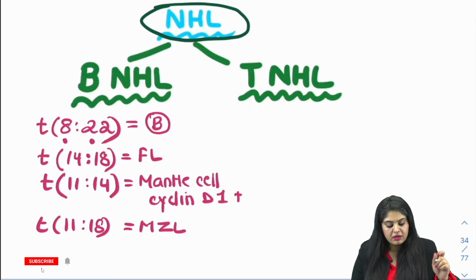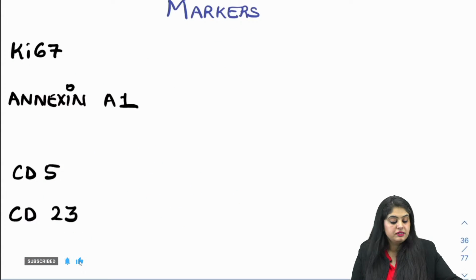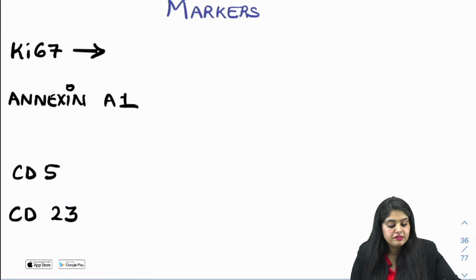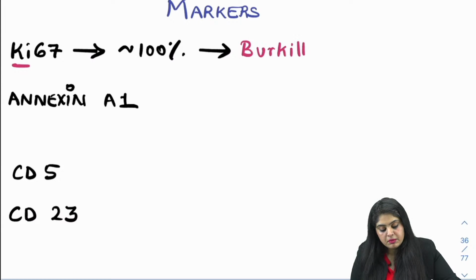Now the last part. Ma'am, we will also be asked about the markers. So tell me one thing, what is Ki-67? I just told you, Ki-67 coming as 100%. Which lymphoma will you think of? Ma'am, the kids' lymphoma. The kids' lymphoma we have studied is the Burkitt's lymphoma. So this part we already know.